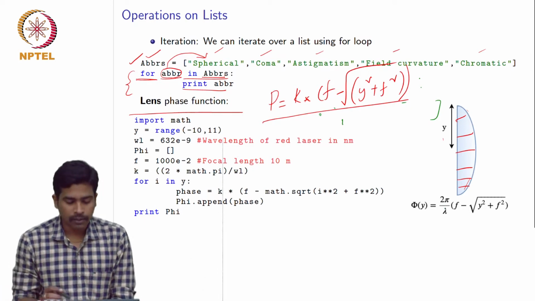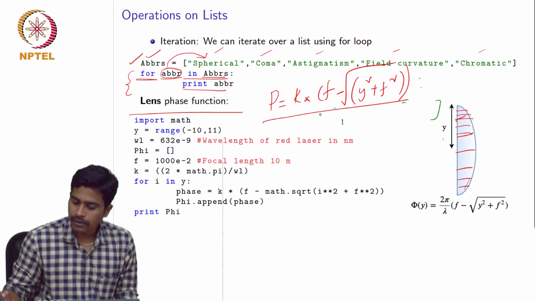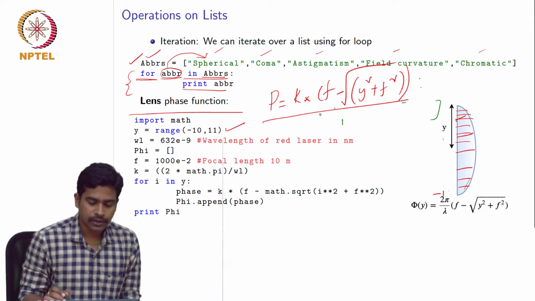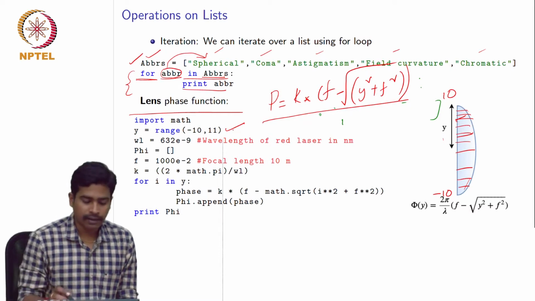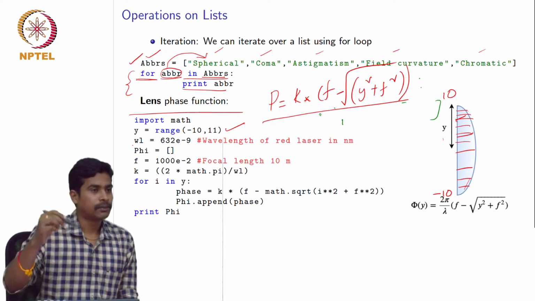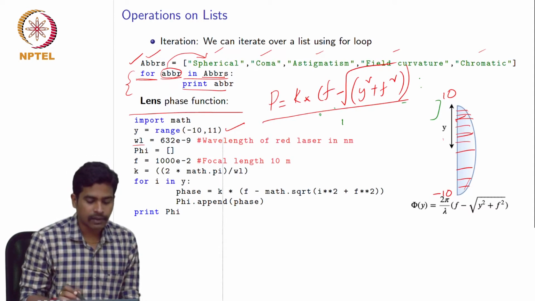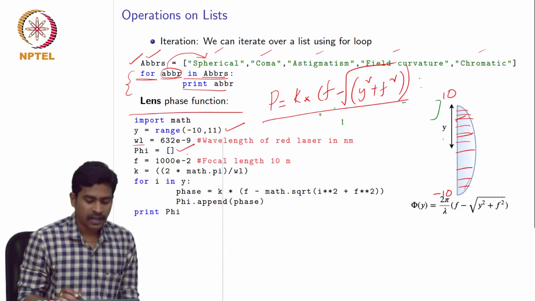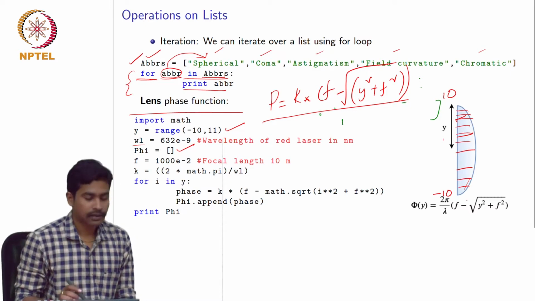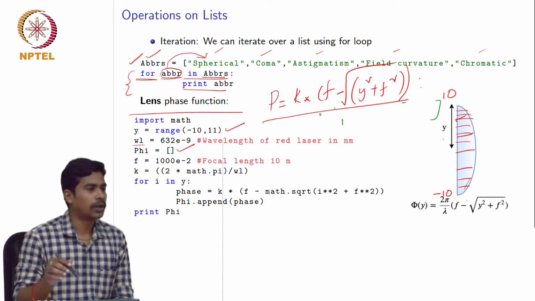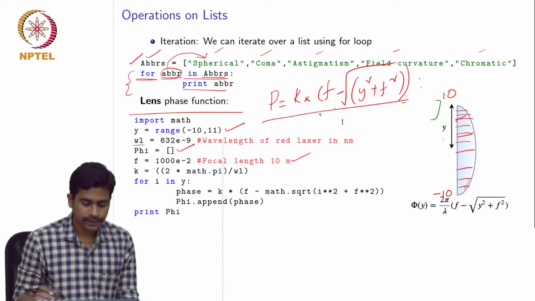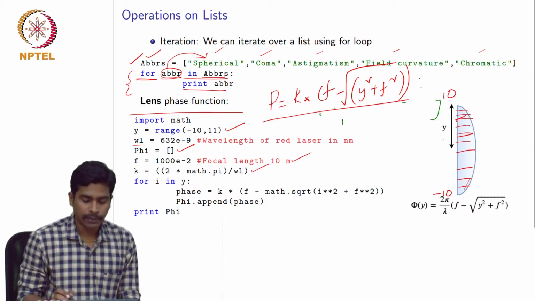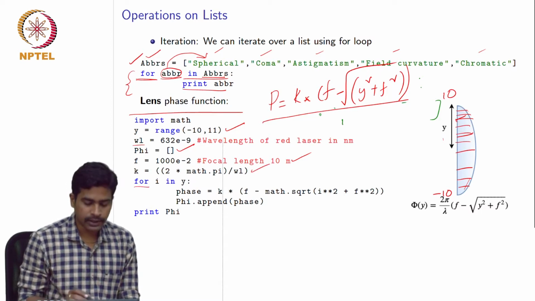Now let's sample this lens into equal points, and that is done using this range statement. Let's say this is minus 10 and this is plus 10, and we have around 20 points along the y-axis, and let's say the wavelength is 632 nanometers, and we have initialized an empty list, which is the phase, which is going to hold the values of phi along this y-axis, and let's say the focal length is 10 meters, and k we know is 2 pi by lambda, so it is calculated using this equation.